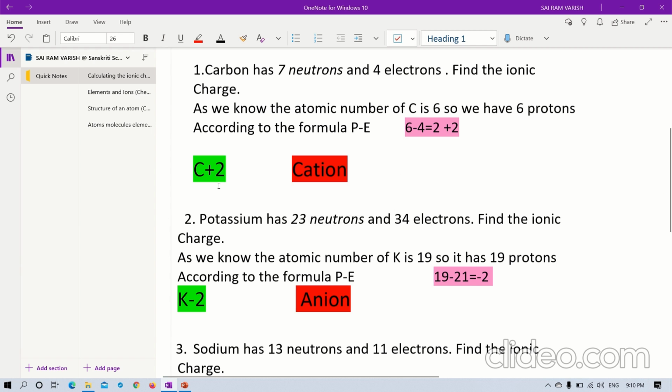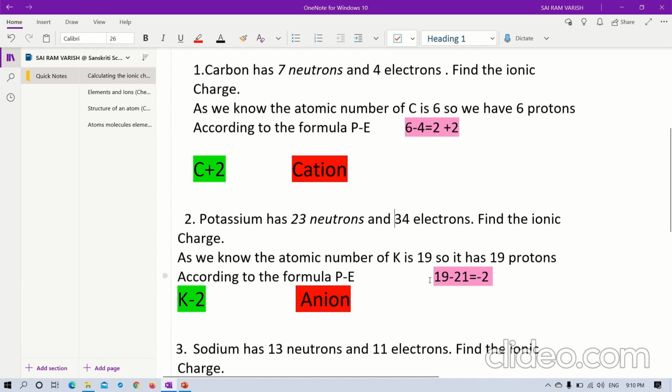And following the same method, we know that the atomic number of potassium is 19. So, as we know, the atomic number of K or potassium in the periodic table is 19, and the atomic number is basically nothing but the number of protons in an atom, and so it has 19 protons.